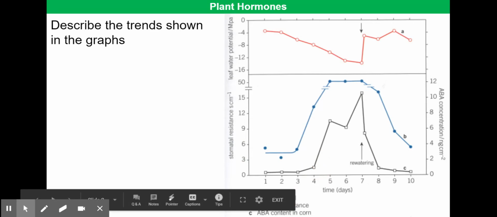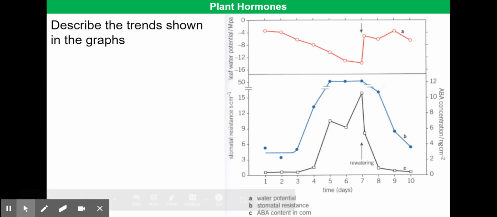Now, I'll give you a moment just to have a little look at this graph. So as you can see, when the leaf water potential falls, both the stomatal resistance, i.e. how much they are closed, and the concentration of ABA increases. Then upon watering, both stomatal resistance and ABA levels decrease. Now, this could be a classic exam question. Not only would you have to describe a graph like that, the trends shown, but you might also need to explain what's going on.